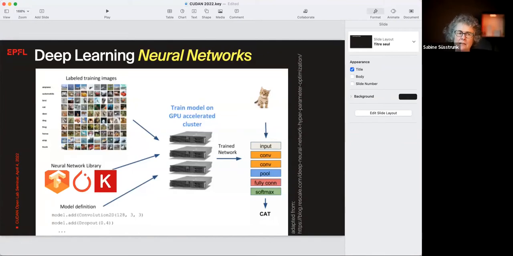But now let's take a closer look into this deep learning world. This is a very simple toy example of a supervised deep learning model that we're going to use. Supervised means that we have a lot of labeled training images, images that have a label associated with them, that we can then train within a neural network library. We usually do this on GPUs because they are parallelizable and so much faster. Then you get a trained network, and once you have a trained network, you put in an image and hopefully get the right label back, in this case, cat.